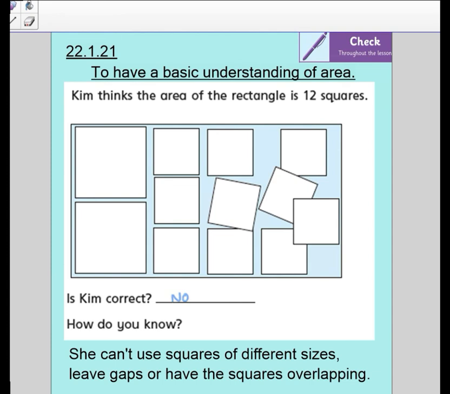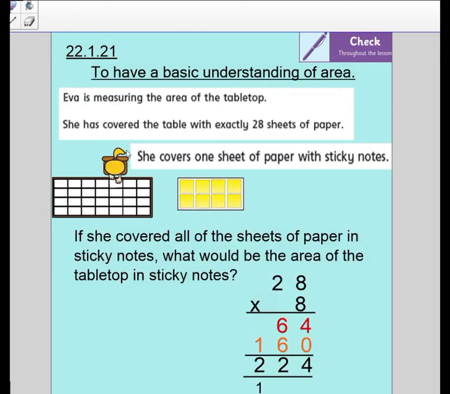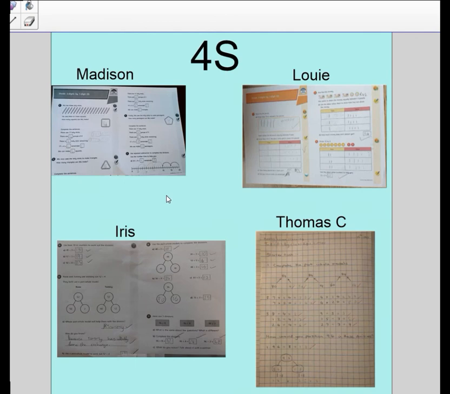Kim thinks the area of the rectangle is 12 squares. Why was she not right? Remember, she can't use squares of different sizes, she can't leave gaps, and she can't have squares overlapping. Well done. And the final question here, she had 28 pieces of paper, and on each piece of paper would have been 8 sticky notes, so 28 times 8 would be 224. Did you remember the ladder method? That's fantastic.